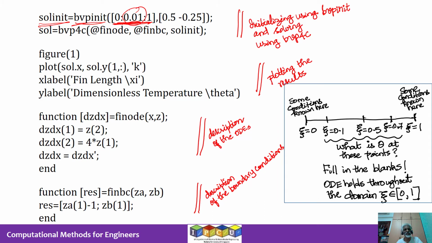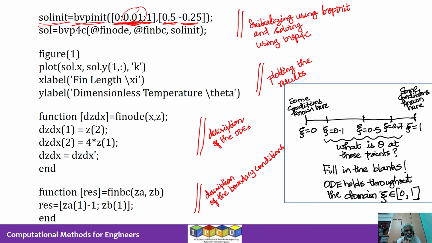And we are saying as a guess that Z1, that symbol, we are expecting its value to be 0.5 in the domain. For Z2, we are expecting it to be minus 0.25 throughout the domain. That is our guess. But the solver that we are going to introduce shortly will process this guess and take us to the correct values.